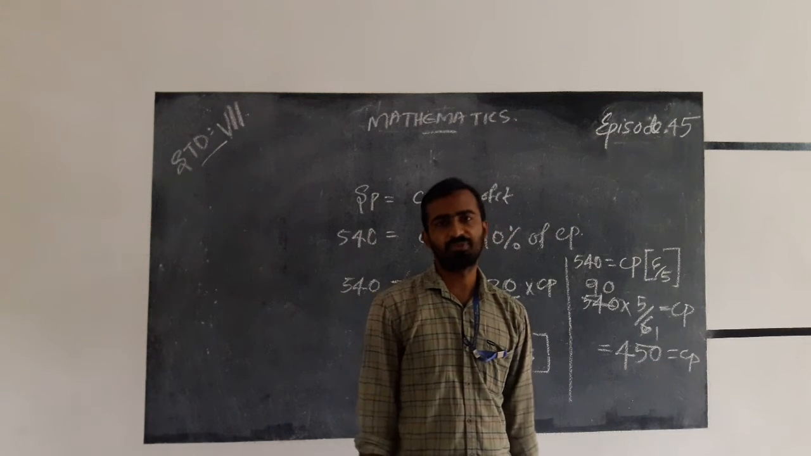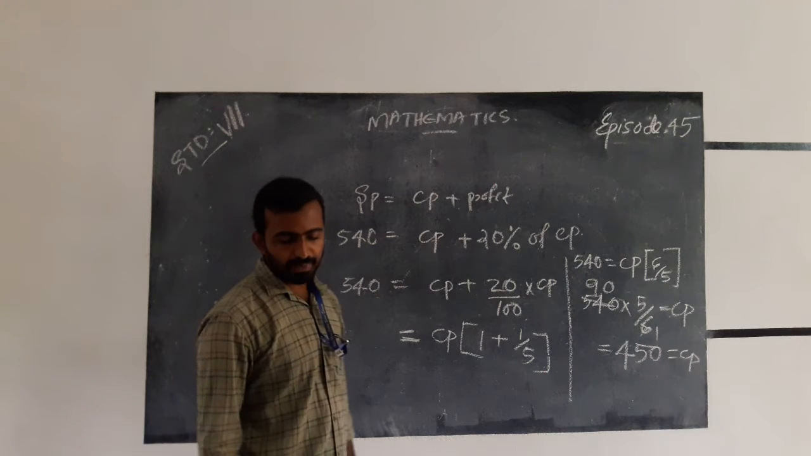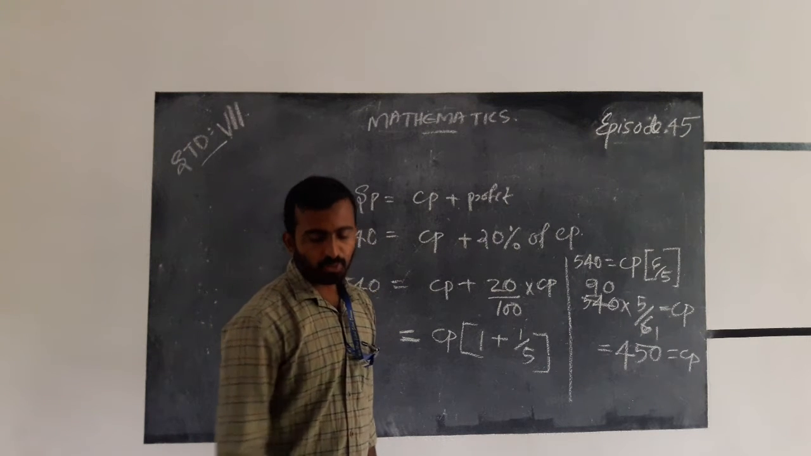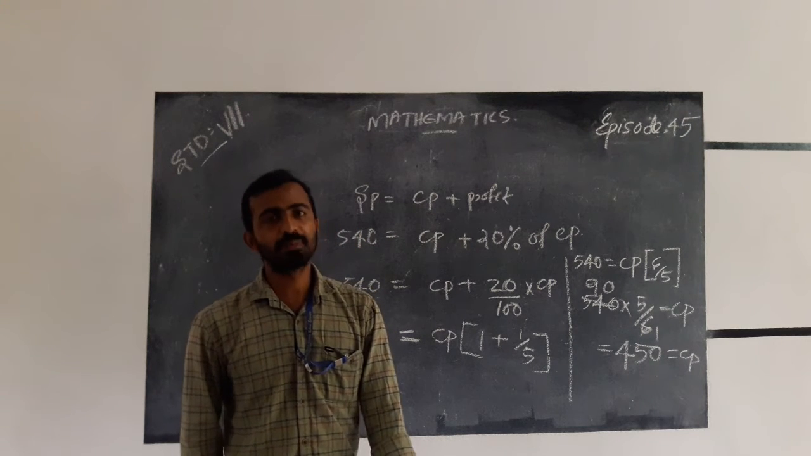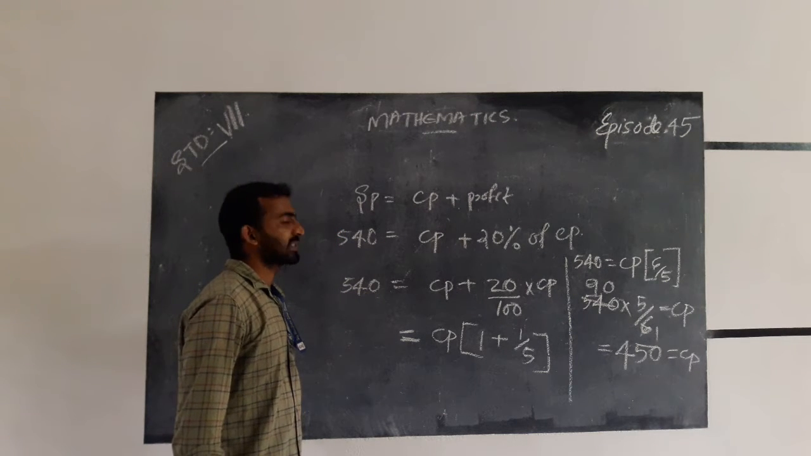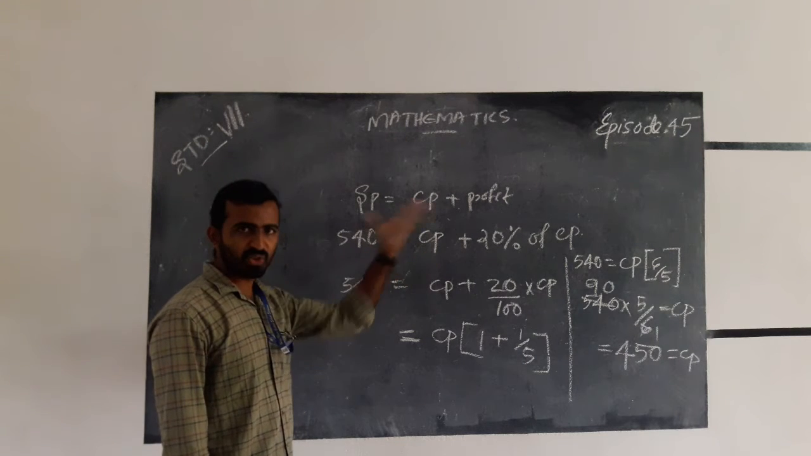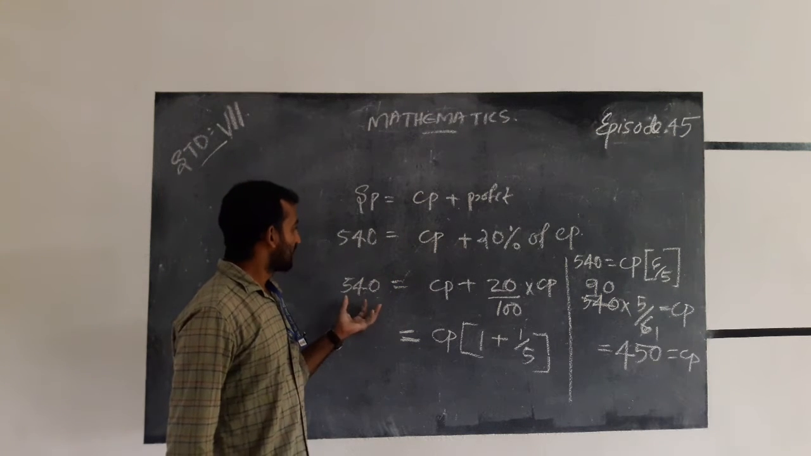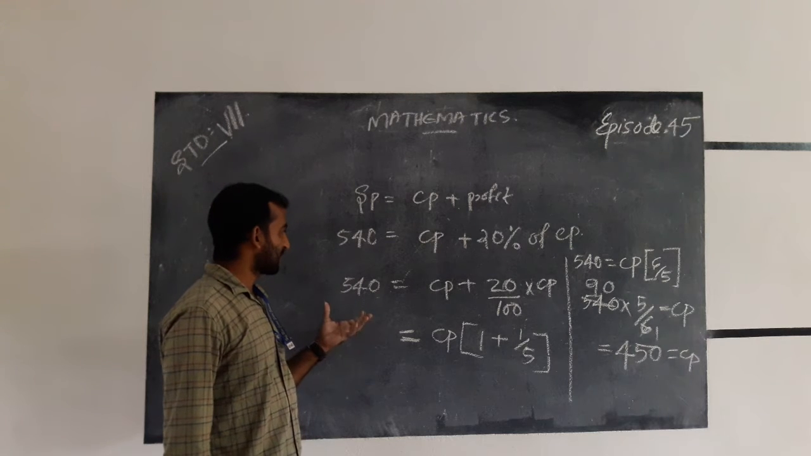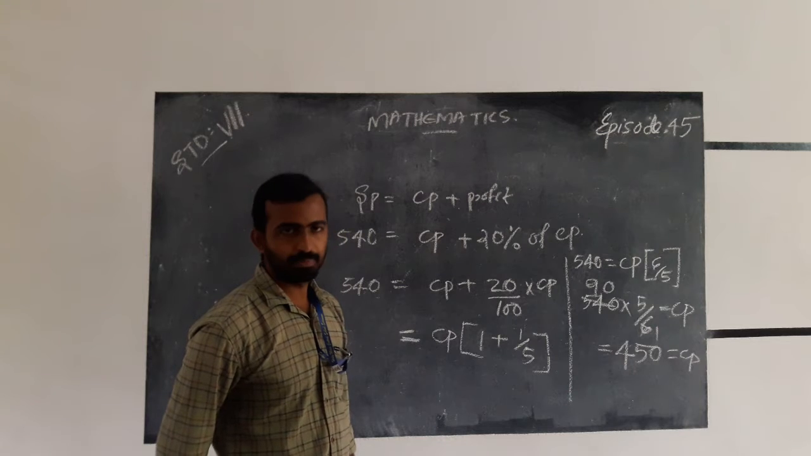Is 450. This is one method. That is, selling price equals cost price plus profit. That is, 540 equals CP plus 20% of CP. Profit means 20% of CP. And next step, 540 equals CP plus 20 by 100 into CP.